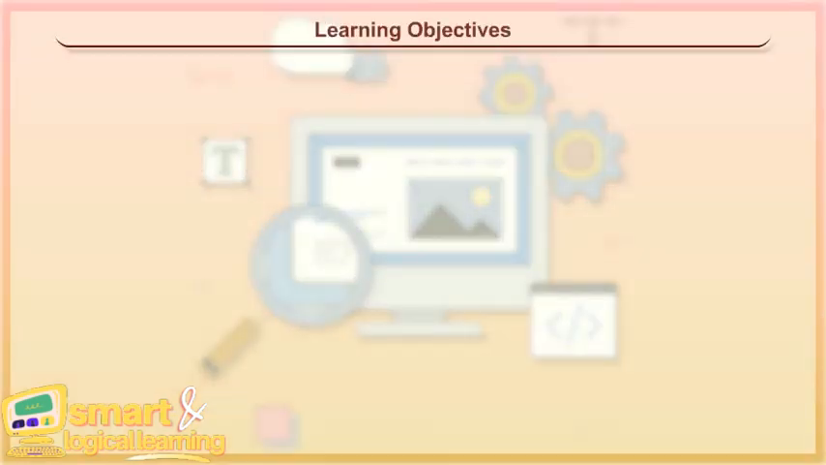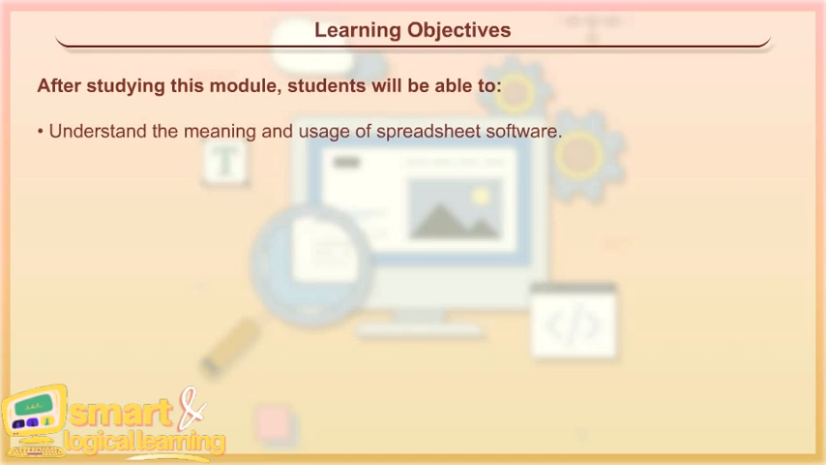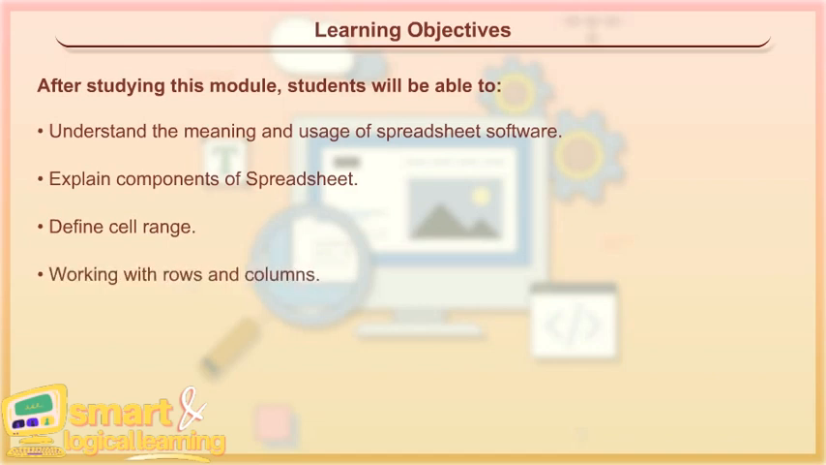Learning objectives. After studying this module, students will be able to understand the meaning and usage of spreadsheet software. Explain components of spreadsheet. Define cell range. Working with rows and columns. Explain cell referencing and its types.